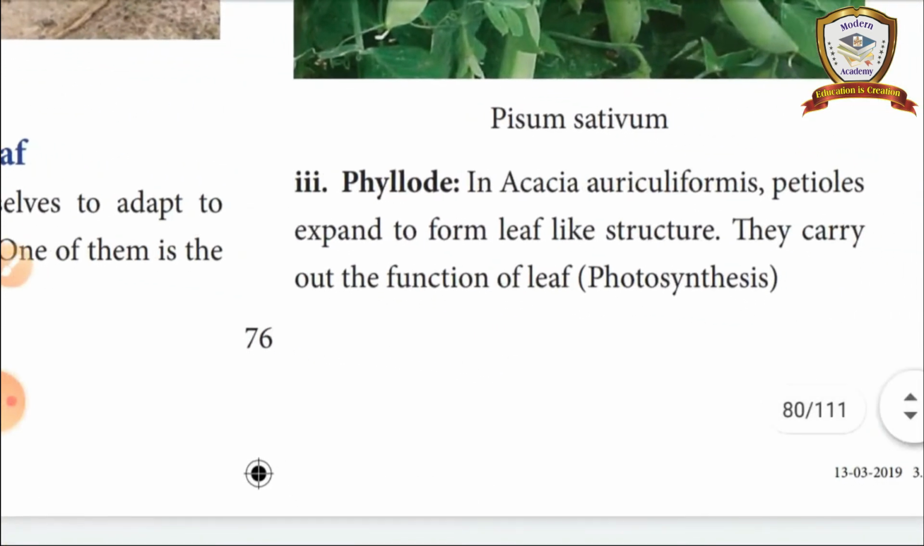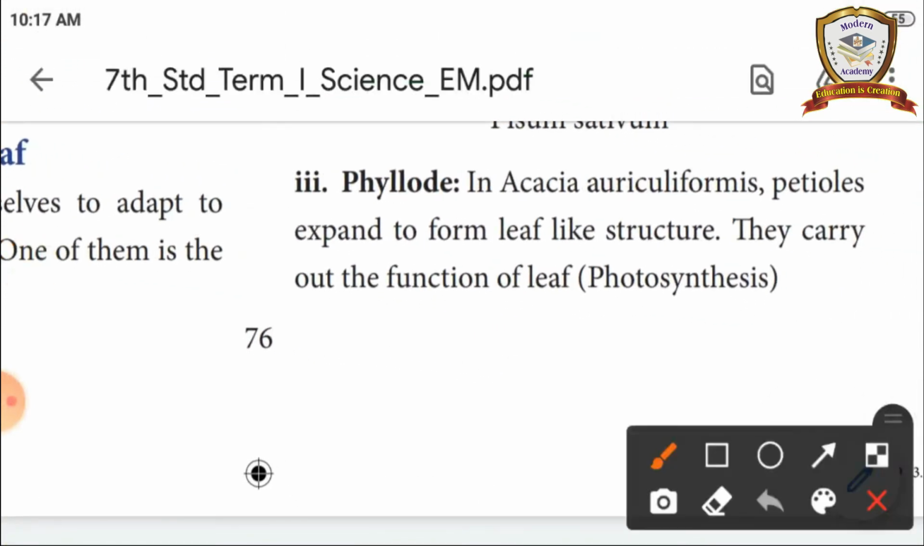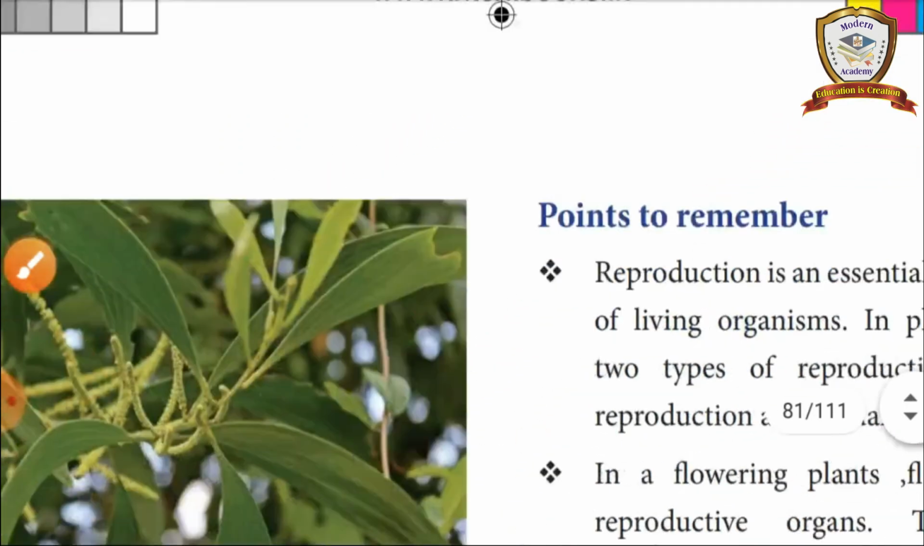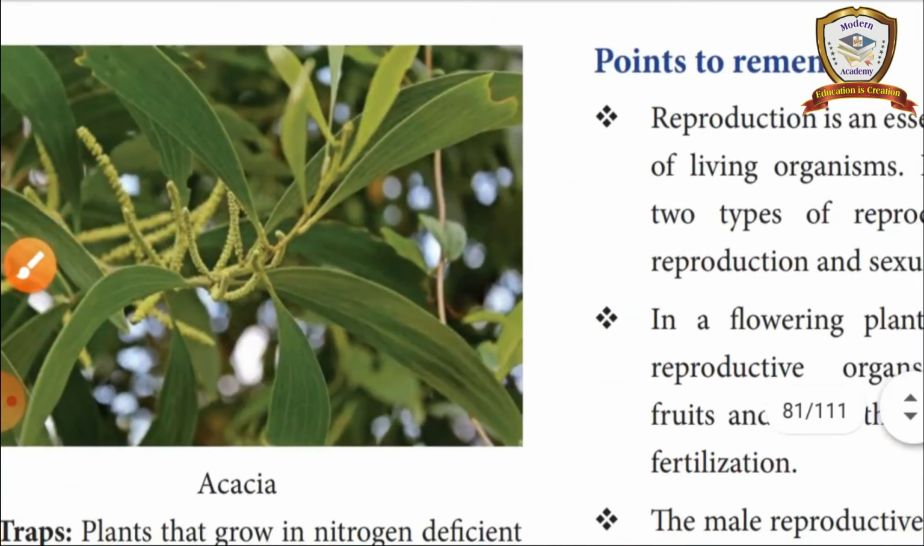Next one, phyllodes. In Acacia auriculiformis, petioles expand to form a leaf-like structure. They carry out one of the functions of a leaf, that means photosynthesis. In this plant, the petiole, meaning the leaf stem, is modified into a leaf to perform the leaf function. What is the function?